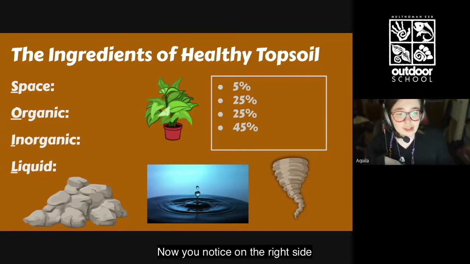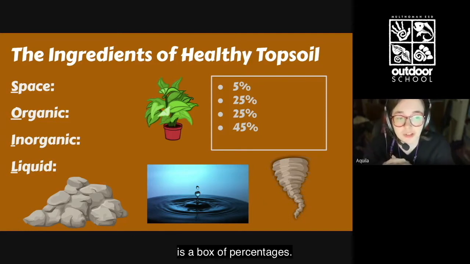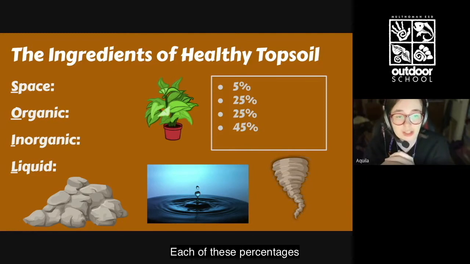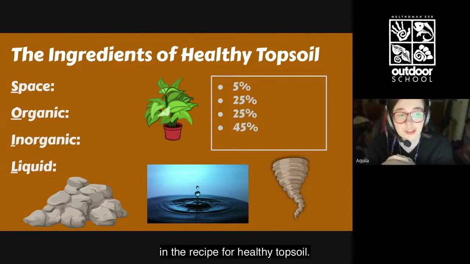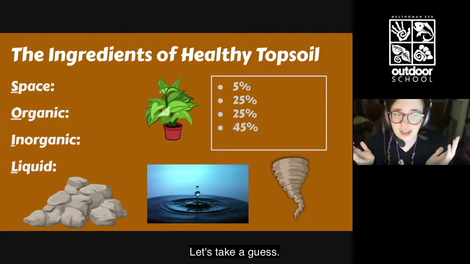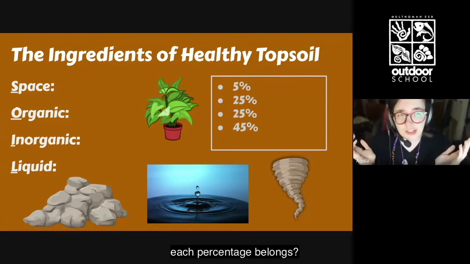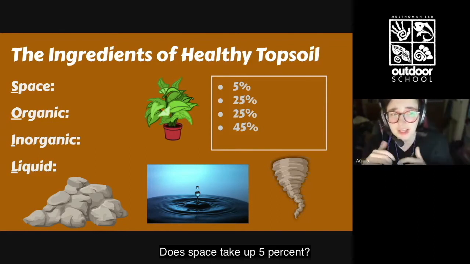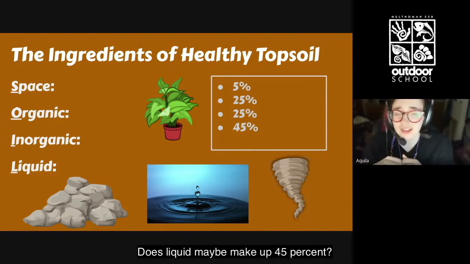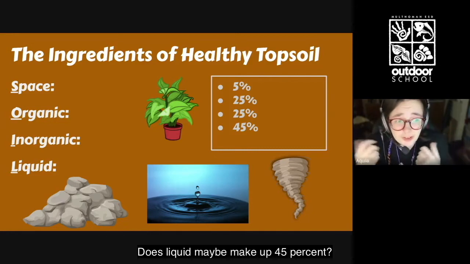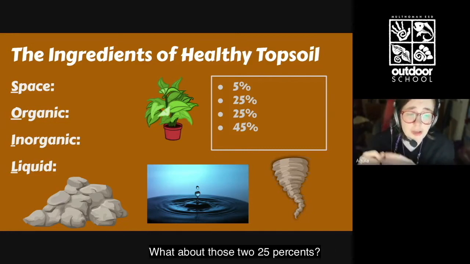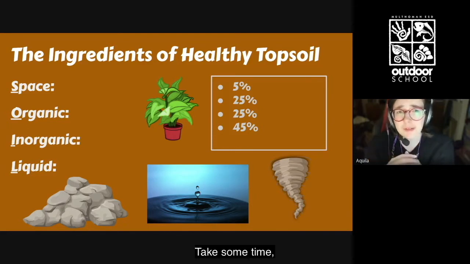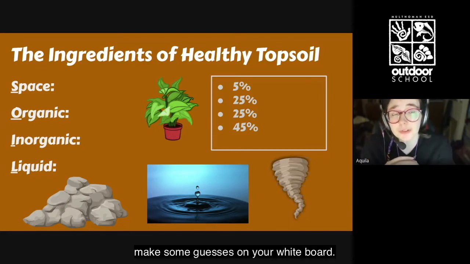Now, you notice on the right side is a box of percentages. Each of these percentages belong to each ingredient in the recipe for healthy topsoil. Let's take a guess. Where do you think each percentage belongs? Does space take up 5%? Does liquid maybe make up 45%? What about those two 25%? Take some time, make some guesses on your whiteboard.